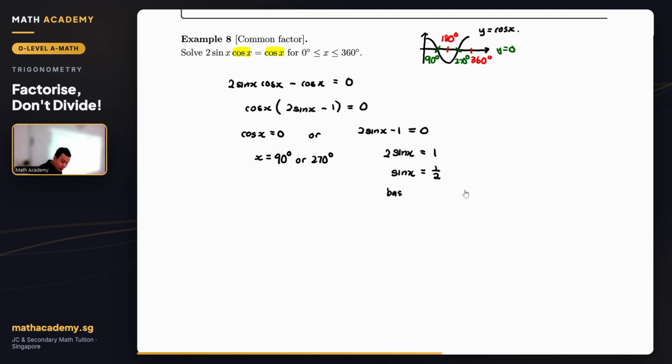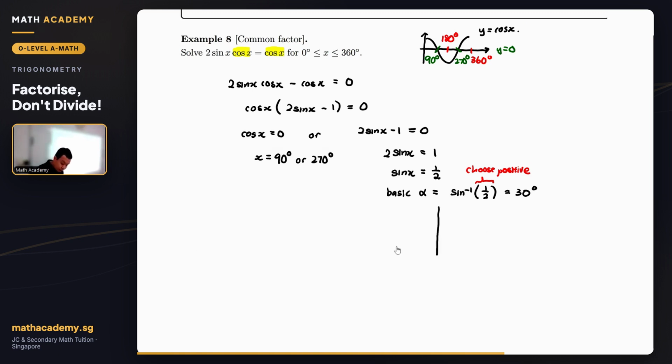We get this thing called a basic angle first, which I call basic alpha, which you will press on your calculator: sine inverse half. And I remind you again, when you get the basic angle, you must always choose the positive value here. So even if they ask for sine x is negative half, you still do sine inverse of half. This will give me 30 degrees on my calculator.